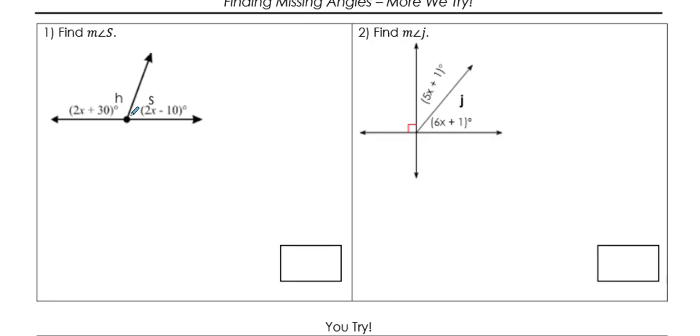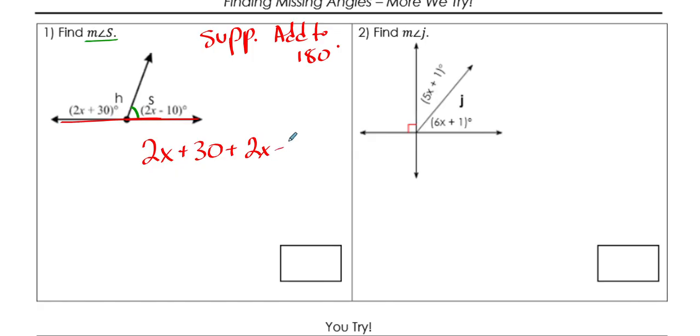All right, here we're trying to find the measure of angle S. That's how I would read that. That says the measure of angle S. So I want to find out that angle. What do we know about those two angles? That is the first thing you should always be asking yourself. Together, they're forming that straight line. So they have to add up to 180. They are supplementary. They add to 180. So 2x plus 30 plus 2x minus 10 adds up to a total of 180.